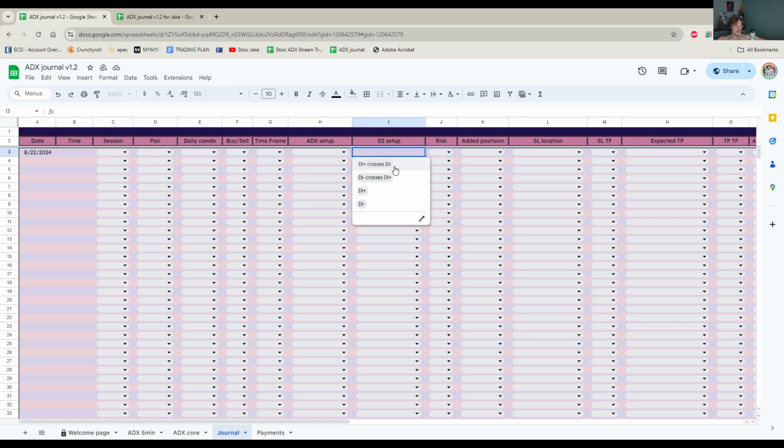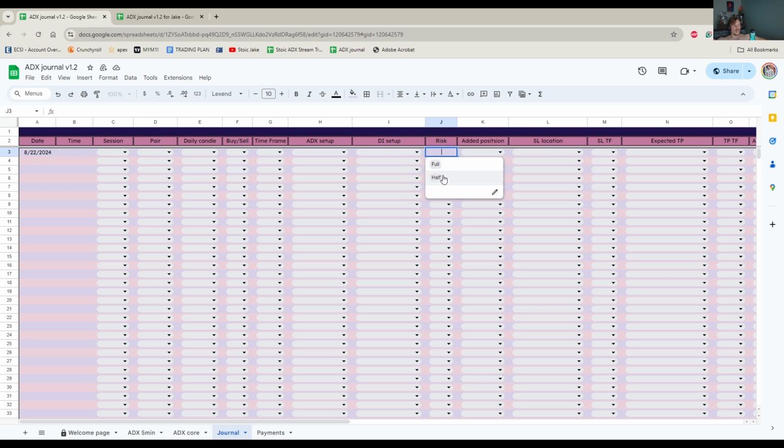So for that DI setup, it would be DI plus, DI minus for the ADX crosses 25. And for ADX already 25, you would choose DI plus crosses DI minus or DI minus crosses DI plus. Was ADX already above 25 and then DI minus crossed DI plus, and was it a sell? Or was ADX already below 25, did it cross to 25, and was DI plus over DI minus or DI minus over DI plus at the time of ADX crossing 25? And that's pretty much it for that.